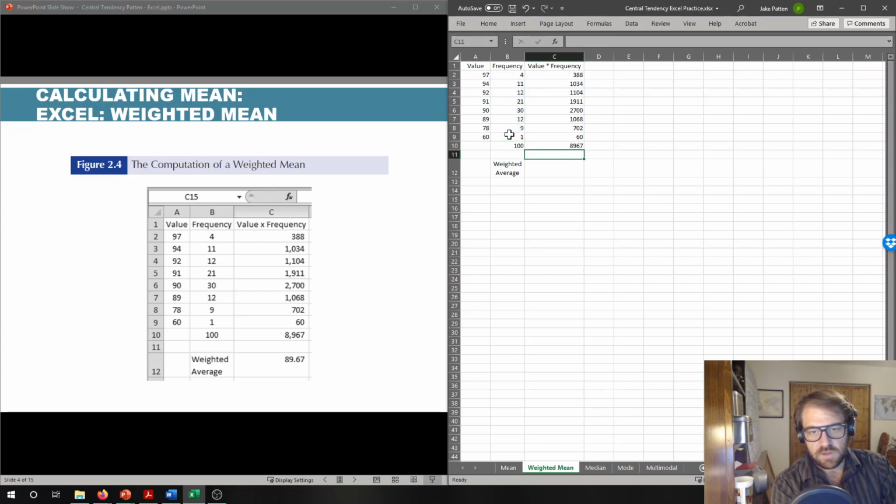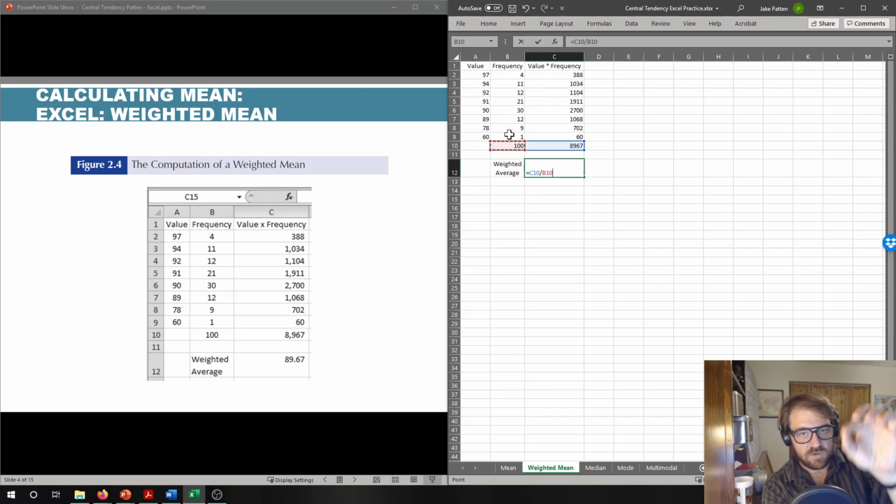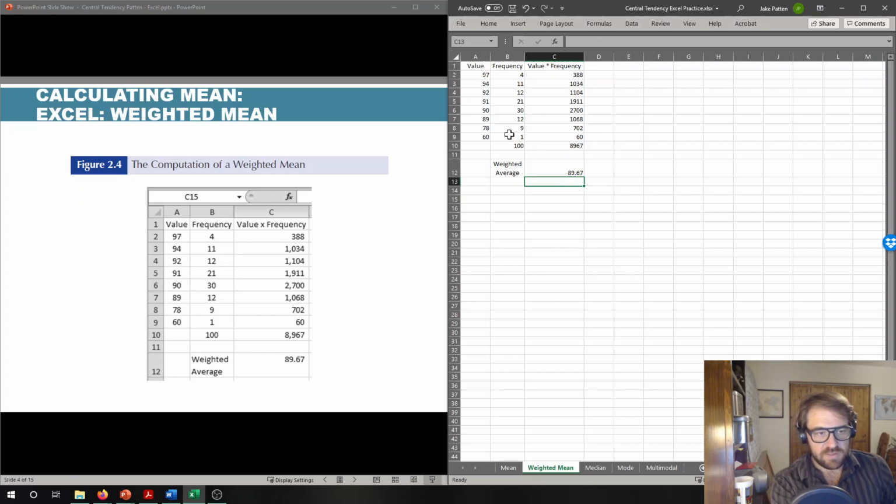Boom. All right. So now to compute the weighted average, what we want to do is divide the sum of everything by how many there were. So C10, which is our sum, our grand mean, divided by B10, which is how many there were. And we have 89.67. That's how you do a weighted mean. All right.